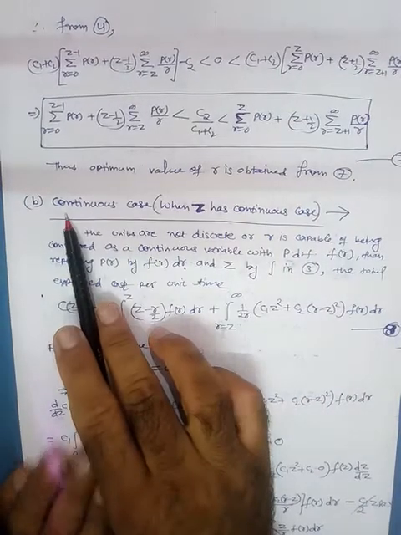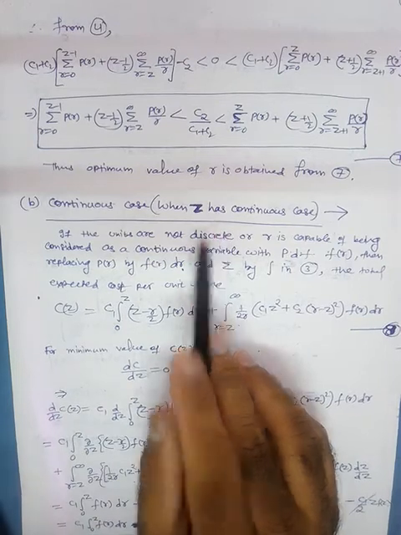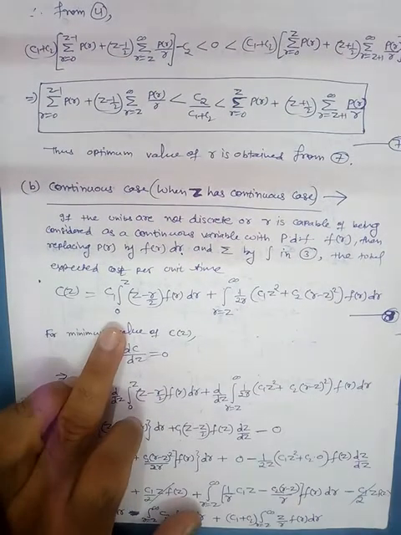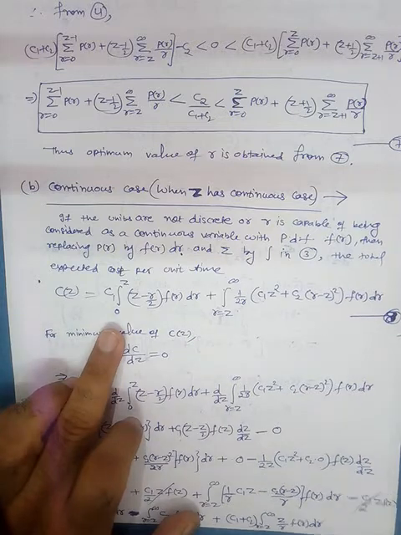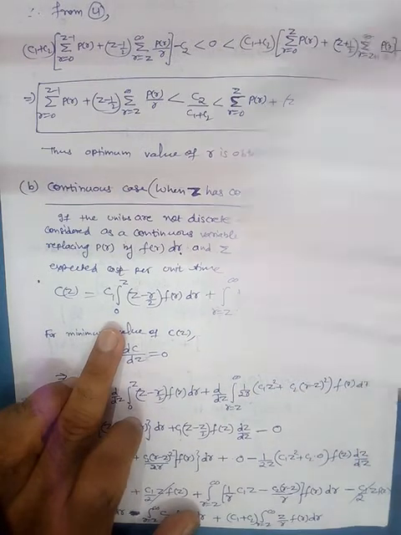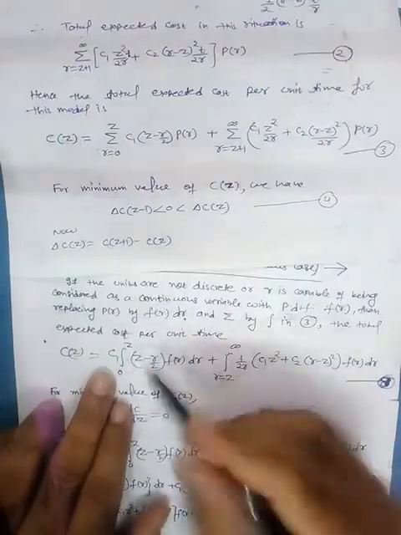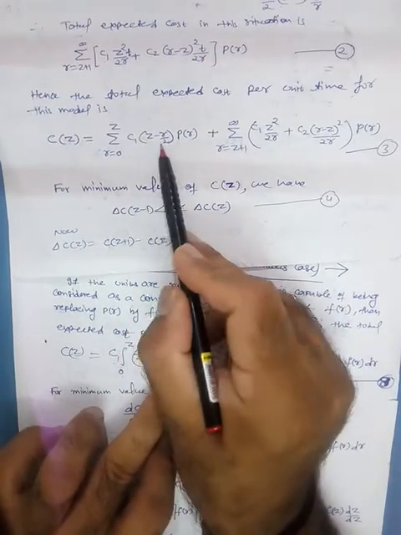Fine. Now the second part is the continuous case. Fine. So in the continuous case, in place of summation, we are having the integral. So the first equation is, this is the total cost. If you see, this was the total cost function. This was our cost function, equation number 3. So in place of summation, we have the integral 0 to z, C1 (z minus r).